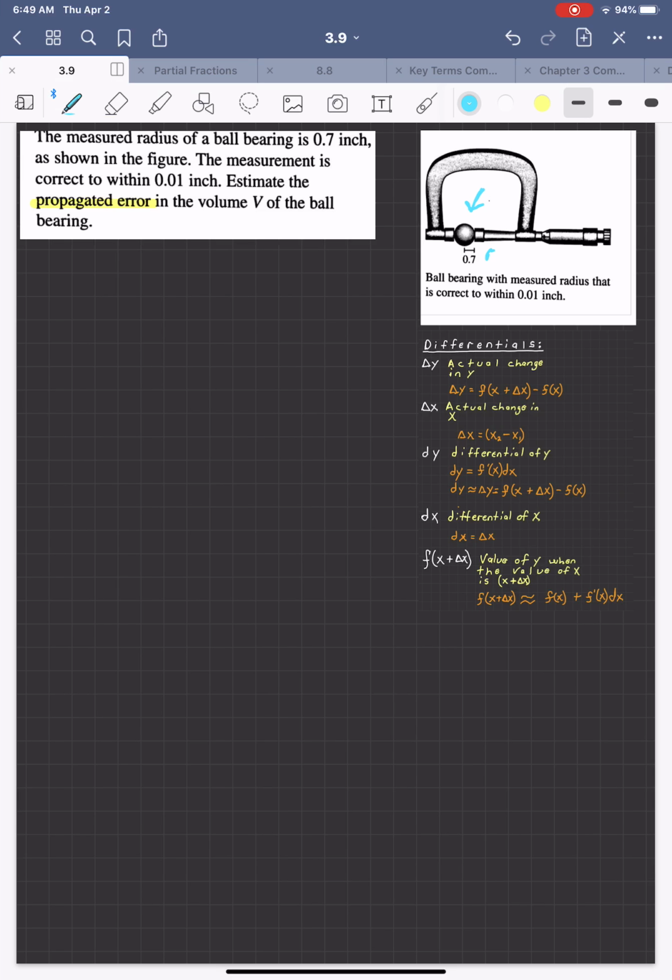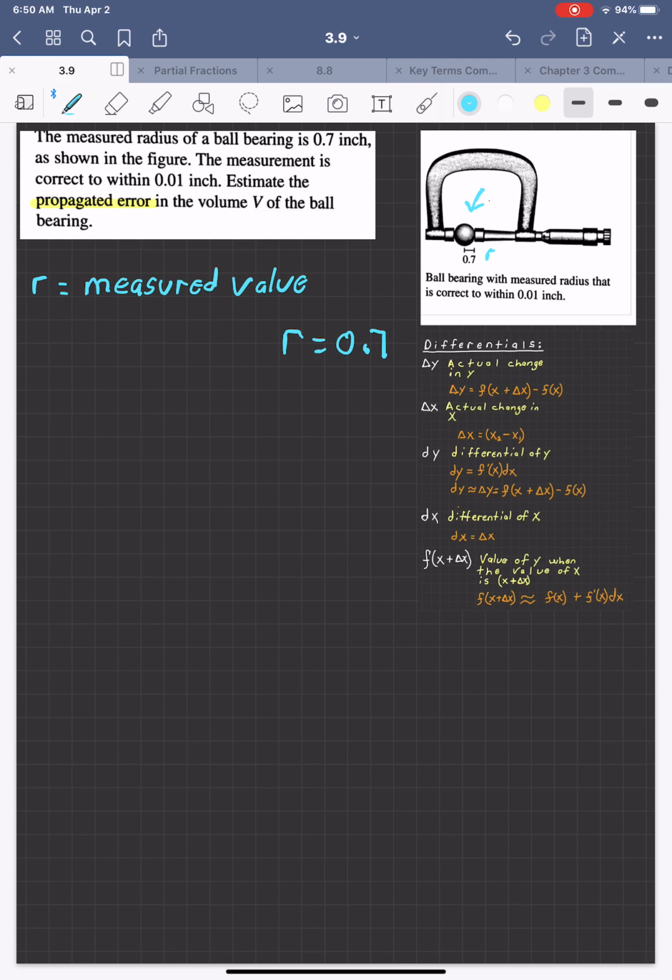Let's say that r, it could be x in previous cases, but since this is dealing with radius, r is the measured value. We've already learned that the value we got, in this example, r is equal to 0.7. Now we already know that it is good to within 0.01 inch.